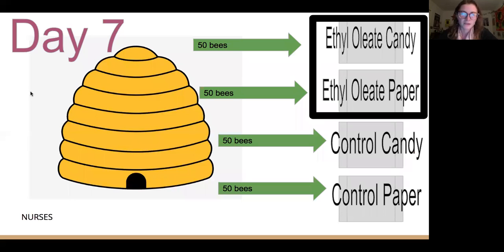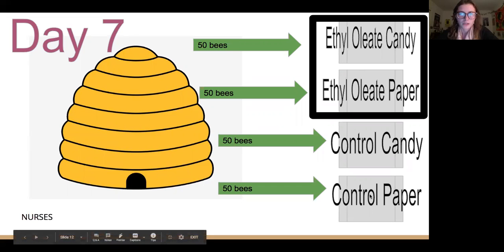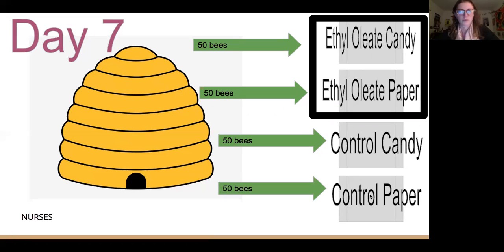So then on the 7th day, after 7 days of being in the colony, they're 7 days old, they should be nurses. I took out 200 of the 1,000 bees, and I divided them into 4 different cages. And there were 50 bees of each painted color group in the 4 cages. And they were divided into ethyl oleate administered on candy, ethyl oleate administered in paper, control candy, and control paper. So that's just blank. They're just a piece of paper in there with nothing on it.